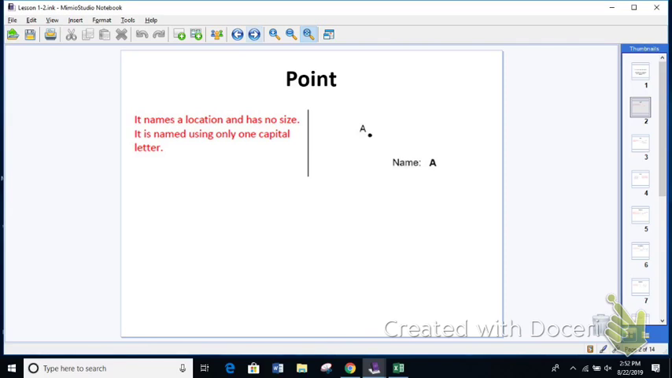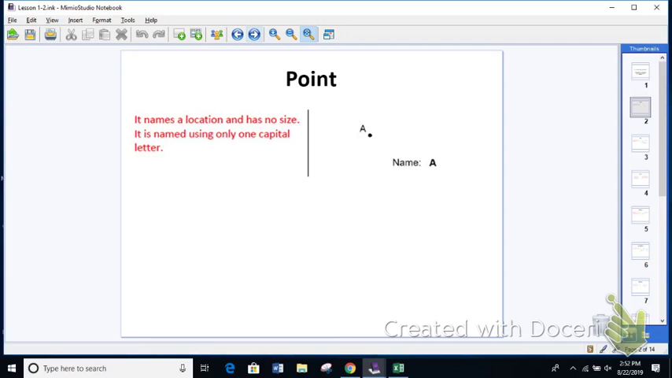So, when we talk about a point, it names a location and has no size. Okay? If it has no size, we're not going to be able to see it. We have to have something to represent that point. So that's where we use that dot to show that point.